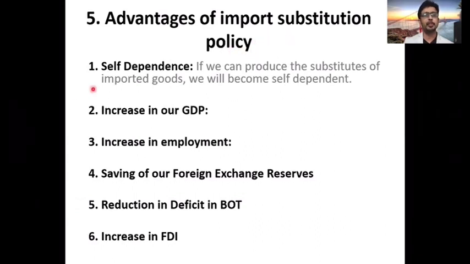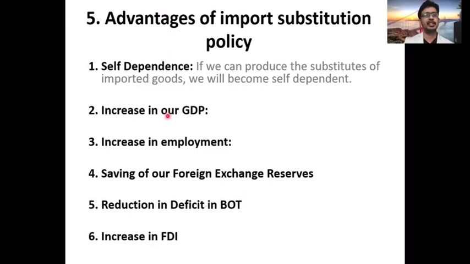Now, there are six main advantages of the policy of import substitution. The first is self-dependence. Naturally, if we can produce the substitutes of imported goods within the country, we will become more self-dependent and self-sufficient. Our dependence on foreign goods will decrease. So that's the first advantage.